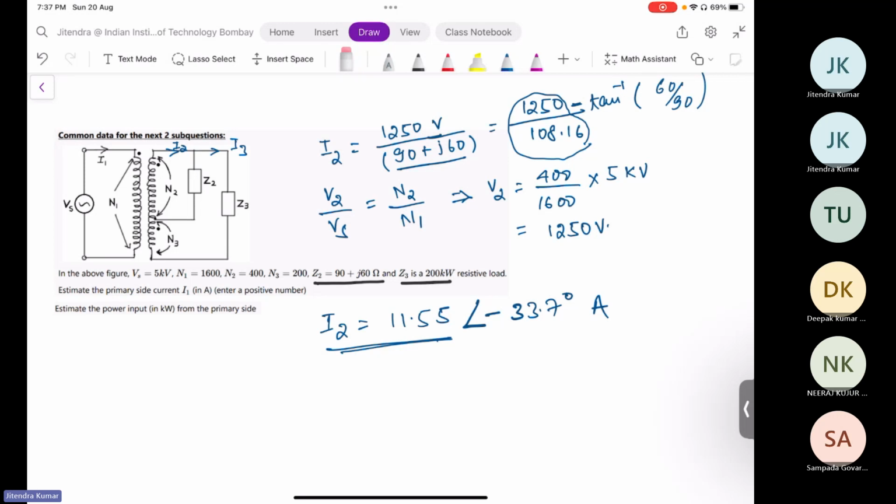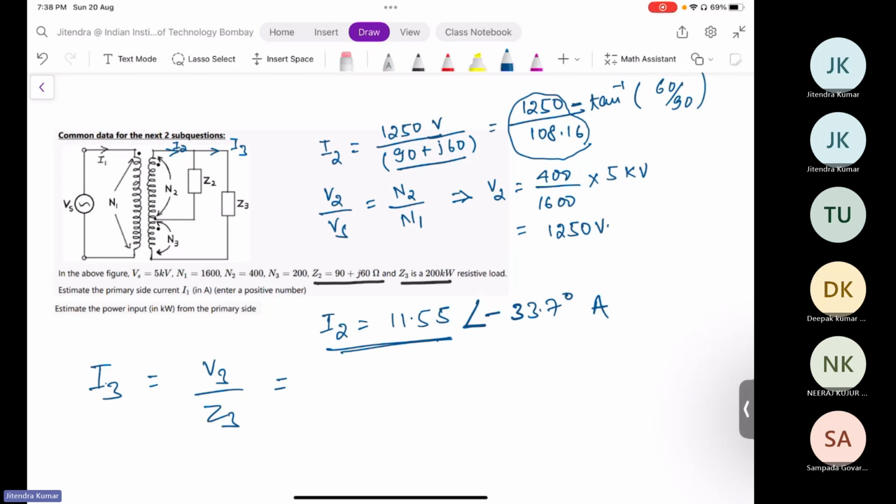Sir, we can calculate I3 as V3 by Z3. Yeah, that is also a way. I3 is equal to V3 by Z3. Sir, they have given Z3 as kVA, right? Because power factor is unity, we can say 200 kVA. Yeah, that is great. So power factor is not given? Okay, resistive load means unity power factor.